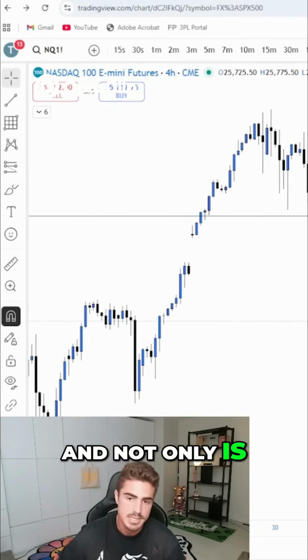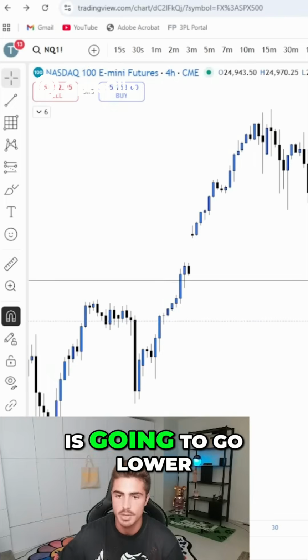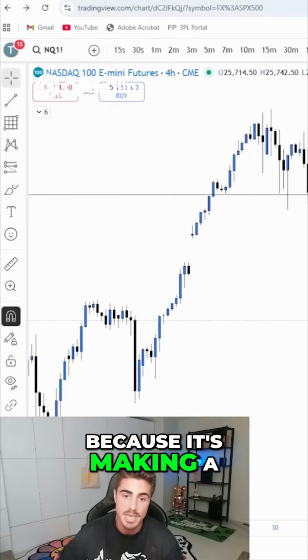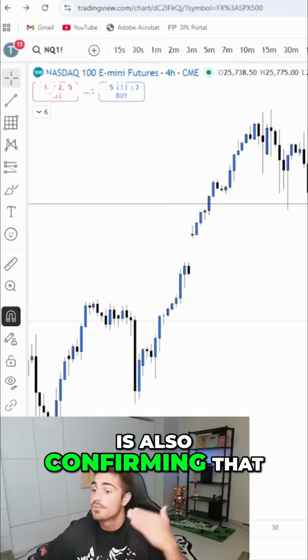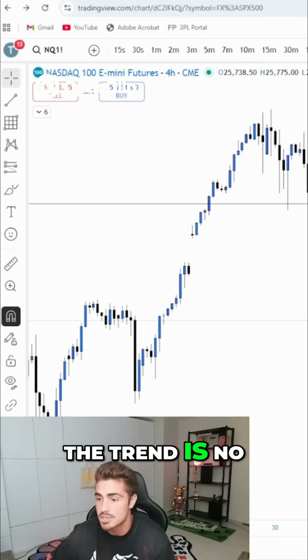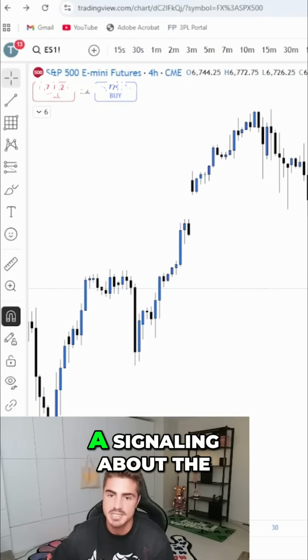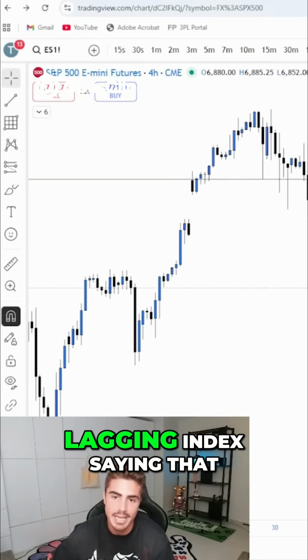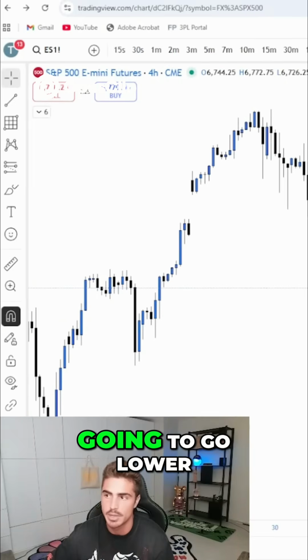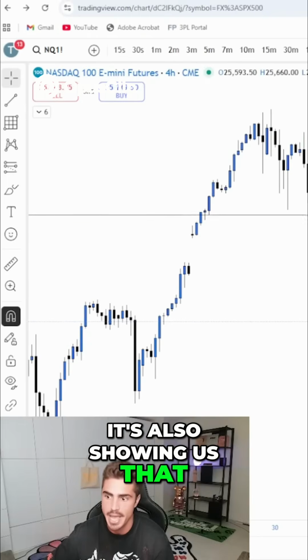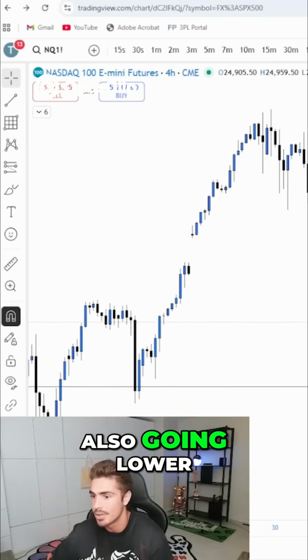Not only is the NASDAQ saying that the S&P 500 is going to go lower, but because it's making a lower high, it's also confirming that the trend is no longer in our favor and we're going to reverse. So it's not only signaling that the lagging index is going to go lower, it's also showing us that the leading index is also going lower, okay?